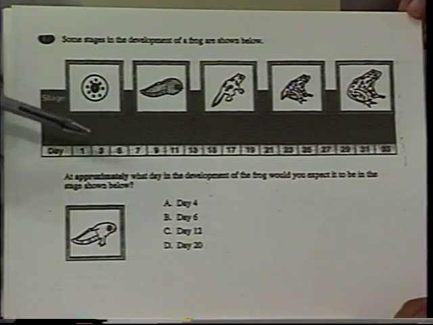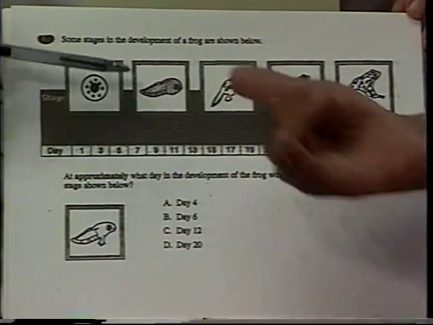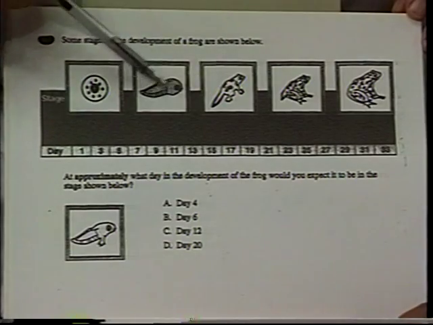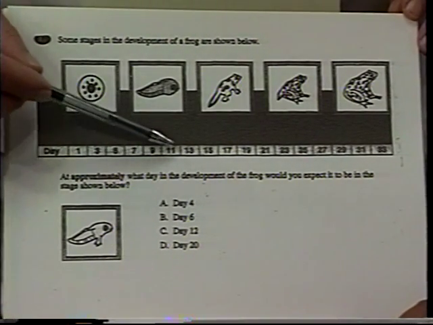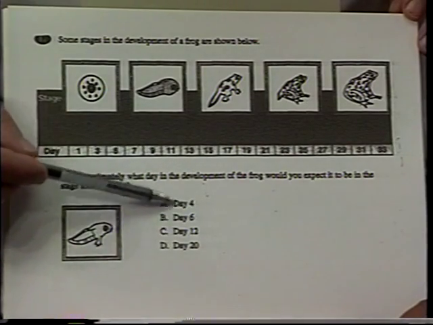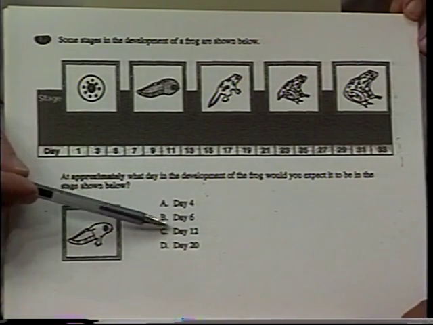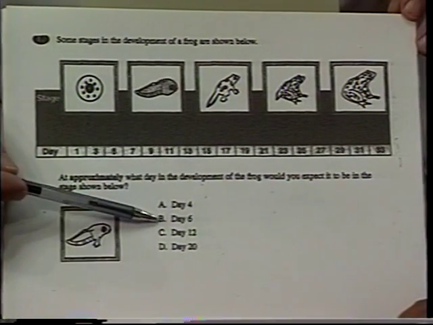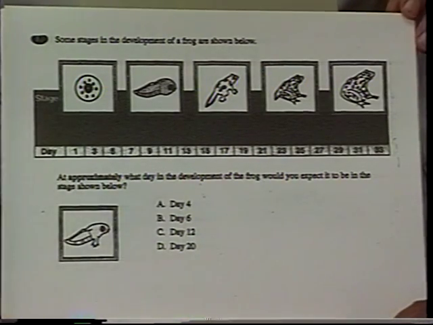C, day 12. Day 12? Yeah, because it's in the middle between. So it's somewhere in between here and here. So it could be 11, or it could be 13, or whatever. But 13 is not one of the answers down here. So the one that comes closest to 13 would be what? C. C would be 12.